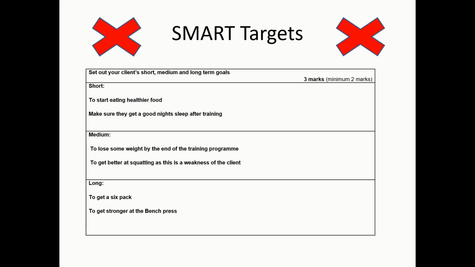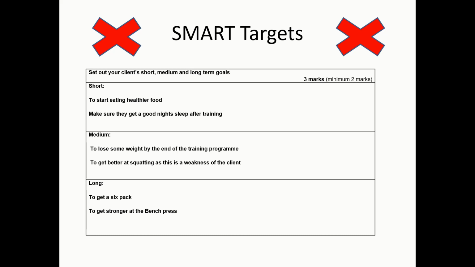When it comes to the medium goals here, we've got to lose some weight by the end of the training program. Again, some weight is not specific. What mass are we trying to lose? Are we trying to lose fat mass or are we trying to lose muscle mass? Of course, it's probably going to be fat mass, but again, this isn't stated and therefore it isn't specific. The end of the training program, how long is this training program going to last? Is it 6 weeks? Is it 12 weeks? Is it a year? Is it 4 years? And again, we can see here that there is no time bound. We can't say whether or not this is realistic, and we also certainly can't measure some weight.